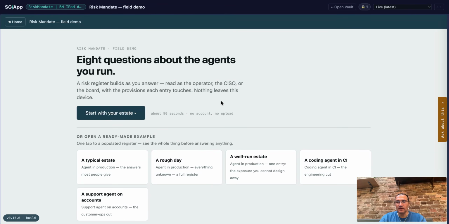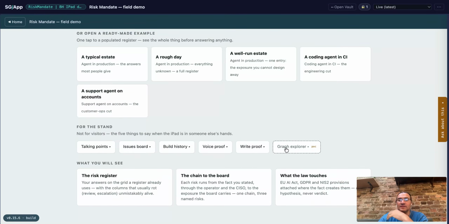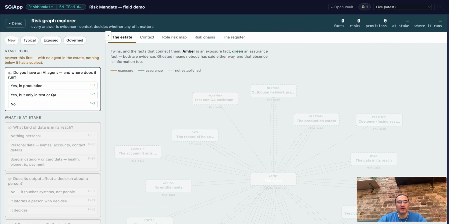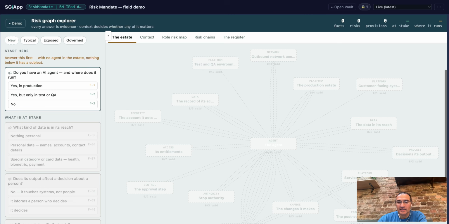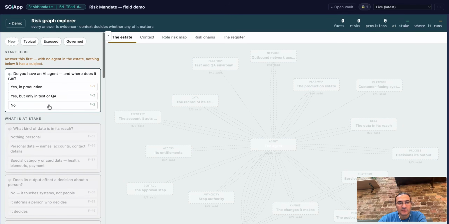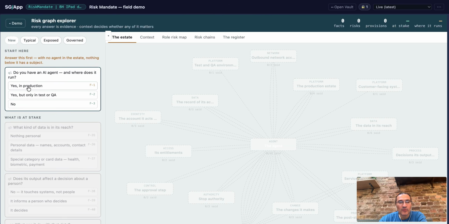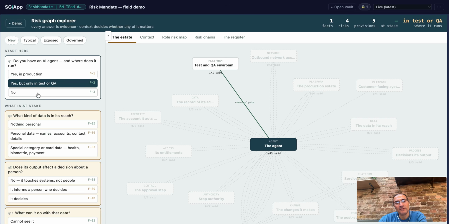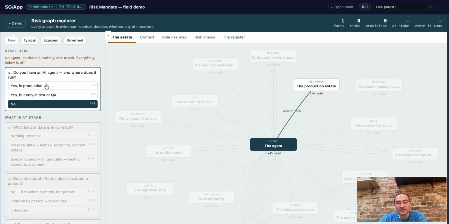Okay, so I want to just talk about this Graph Explorer that we pushed as an MVP, which is, I think, ridiculously powerful as a way to present. So what we have here now is the questions we originally talked about in this demo, but in a weird way. We start with the first question, right? Do you have an agent, and where does it run?